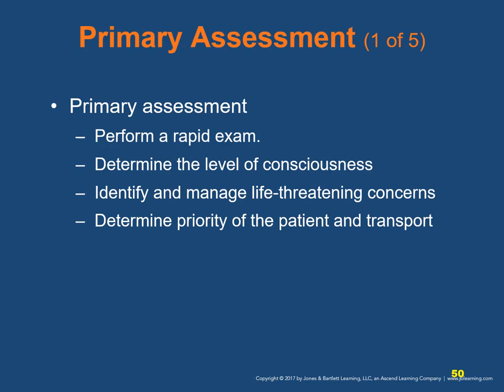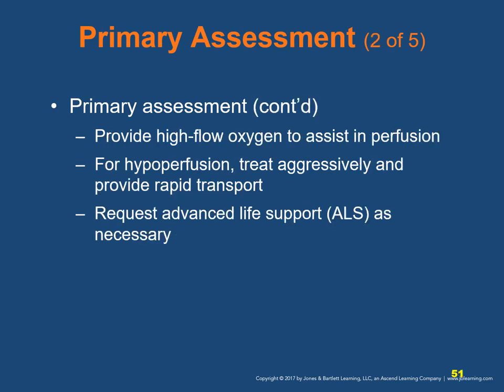A patient with massive hemorrhage may require a tourniquet or direct pressure dressing when tourniquets are not feasible or available, before the airway is opened. If the patient has life-threatening external bleeding, it should be addressed first, even before airway and breathing. Then the ABCs should be assessed and treated, and treatments for shock provided. Provide high-flow oxygen to assist in perfusion of damaged tissues. If the patient has signs of hypoperfusion, treat aggressively and provide rapid transport to the hospital. Request advanced life support, ALS, as necessary to assist with more aggressive shock management.